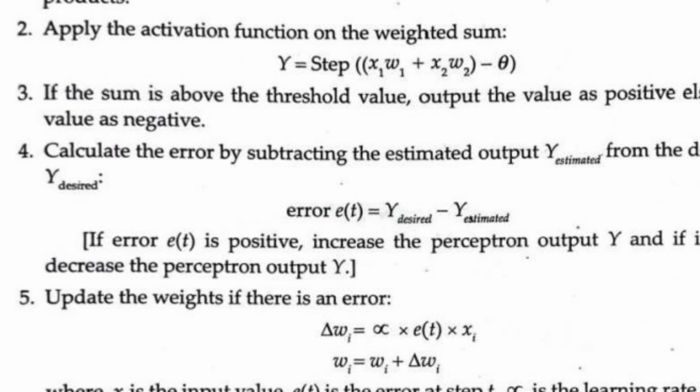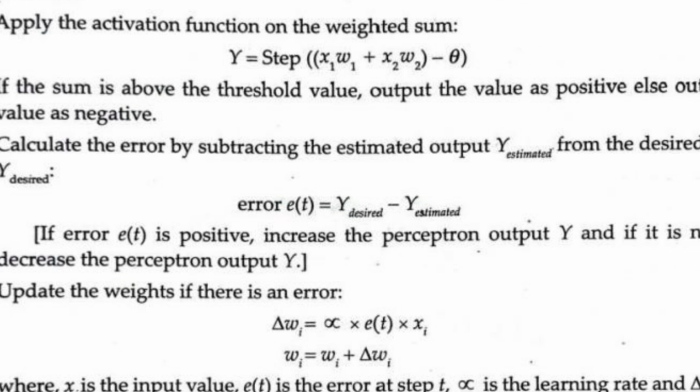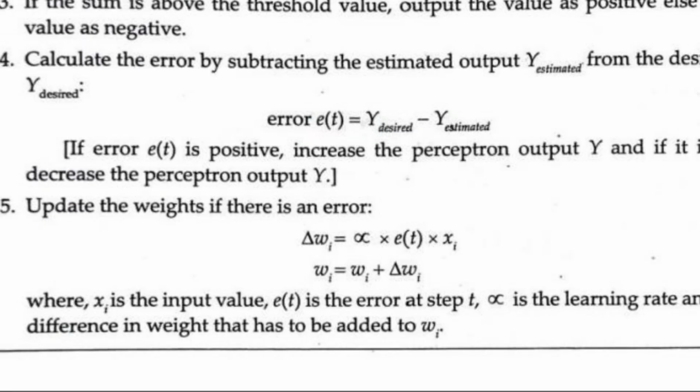The next step, after getting this output, we know the desired output from the table. From the desired output, subtract the estimated output, the output we are getting from the formula. If there is a difference, we can say that the output is not proper, an erroneous output. That is, the error E of t equals y desired minus y estimated.